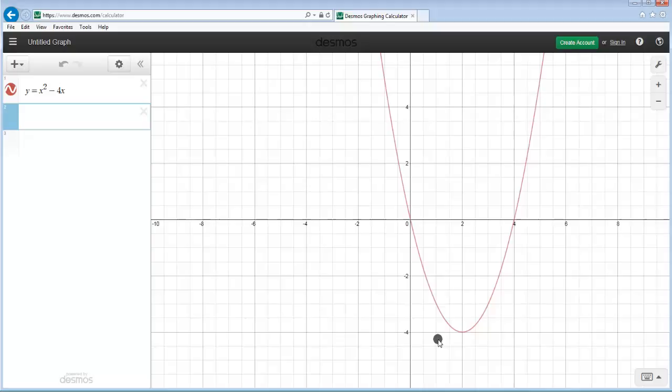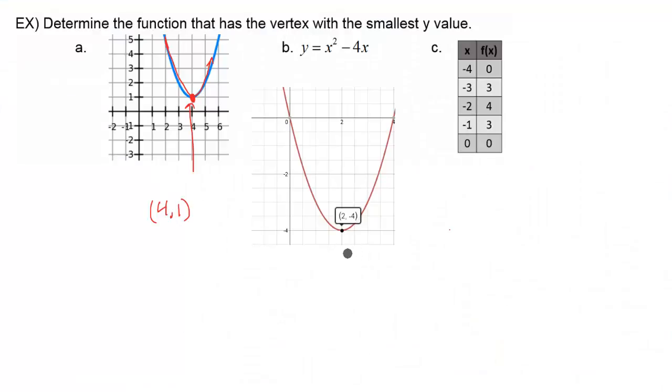And if we move the cursor right around here where our vertex is, you can see that the point comes out when you click it, and it says that it's 2 comma negative 4. So that's going to be the vertex. Now that we have the vertex, all we really want is the y value. So if I look at my y value here, that's going to be negative 4. Okay. If I look at my y value here, that was 1. Forgot to do that. Okay. So far this y value is the biggest.